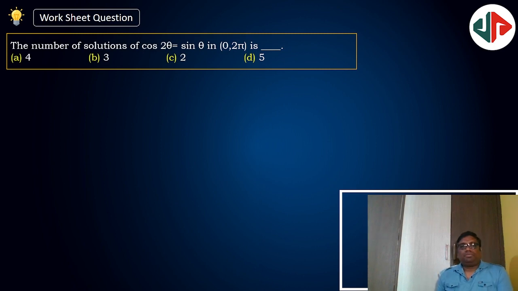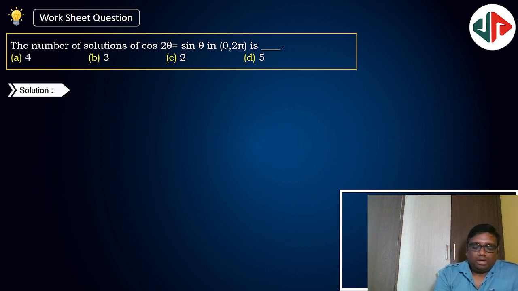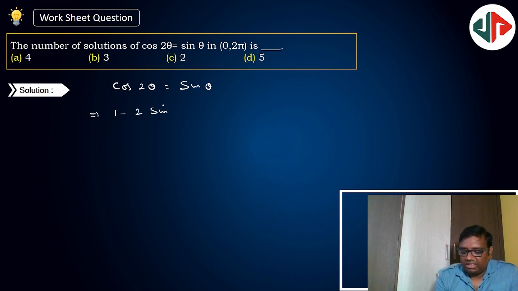The number of solutions of cos 2 theta equal to sin theta, when theta lies in the open interval 0 to 2 pi. Now cos 2 theta is equal to, can we rewrite this value, sin theta is given, as 1 minus 2 sin square theta minus sin theta is equal to 0. So it is nothing but 2 sin square theta, multiplied with minus 1 on both sides, plus sin theta minus 1 is equal to 0.